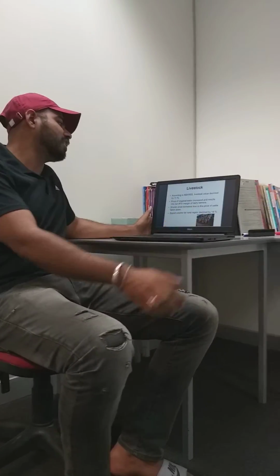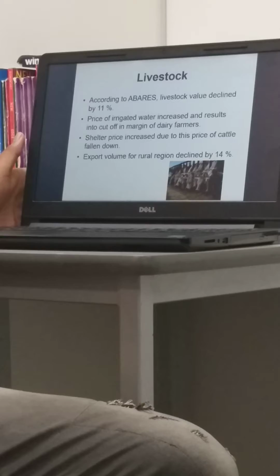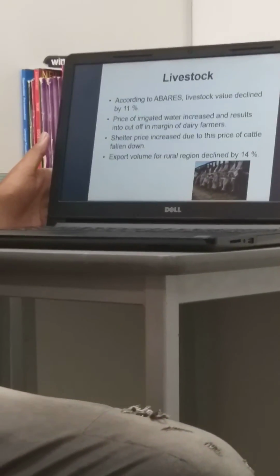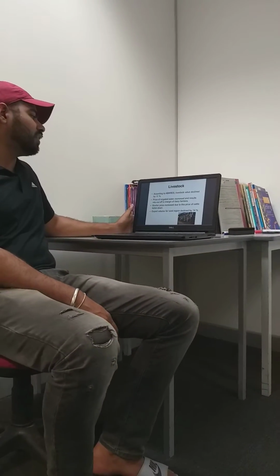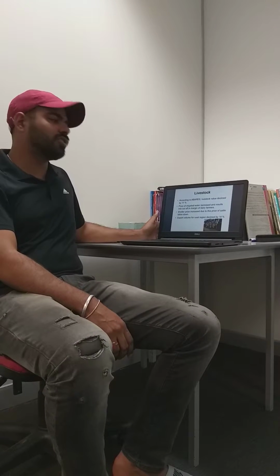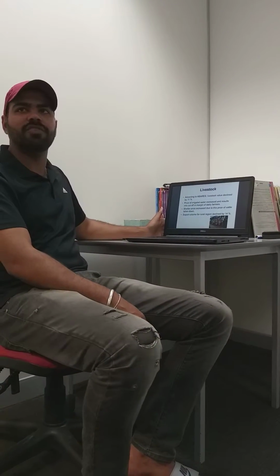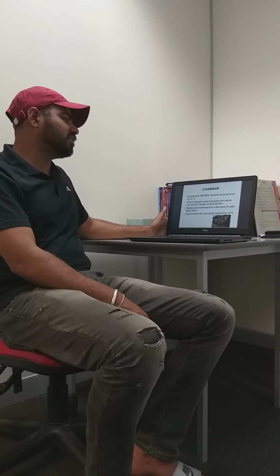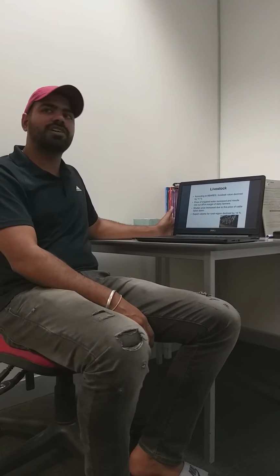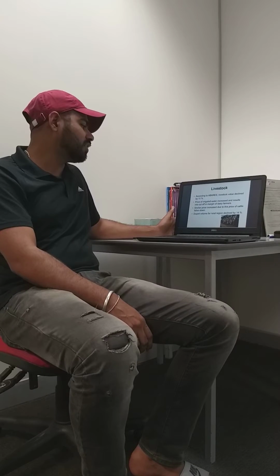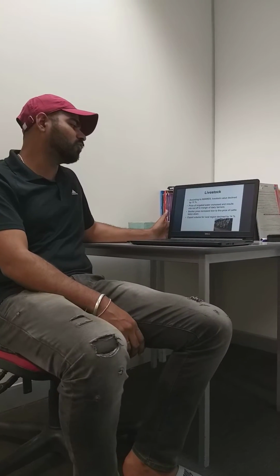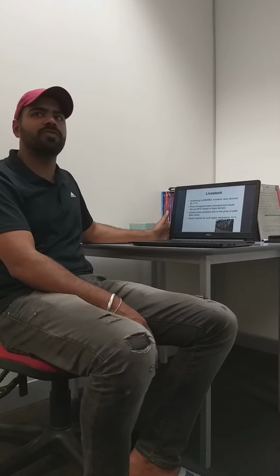And the next one is livestock. According to the Australian Bureau of Agricultural and Resource Economics and Sciences, livestock value declined by 11% and the price of irrigated water increased, resulting in a cut in the margin of dairy farmers. Feed price increased, and due to this the price of cattle fell. And the last one is that export volume for rural regions declined by 14%.